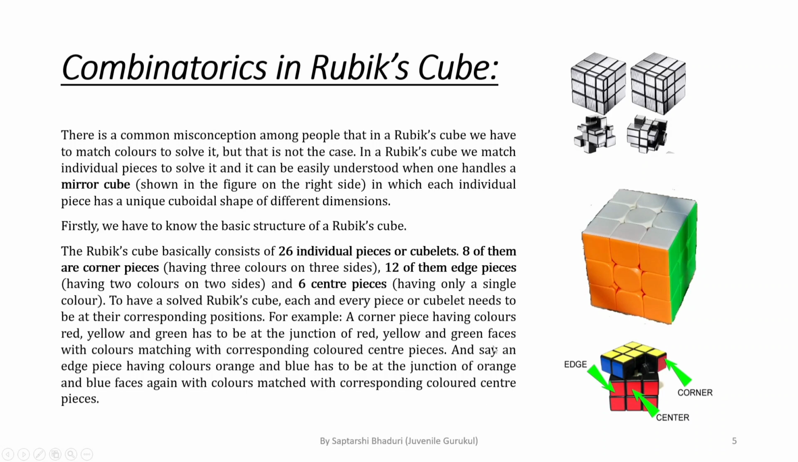And for the case of edge pieces, an edge piece having colors orange and blue has to be at the junction of orange and blue faces, again with colors matched up with corresponding colored centerpieces. Here see an edge piece, which is this one, say it has colors orange and green. See, orange is matching with the orange centerpiece, and the green is also matching with the green centerpiece. Another example, you can see that here is an edge piece with orange and white color. Orange is matching with the orange centerpiece, and white is matching with the white centerpiece.